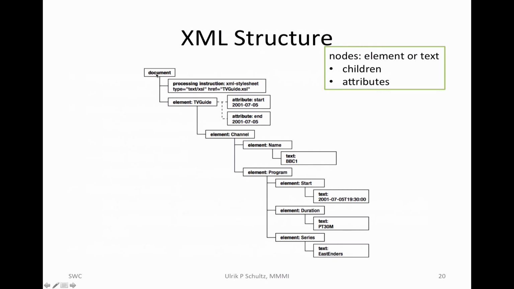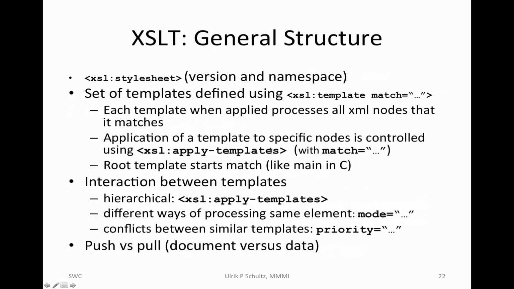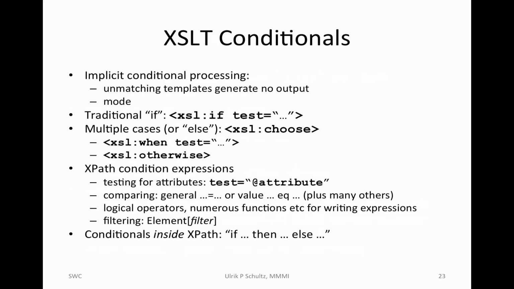We could follow the XML document structure and generate code as we're going through it, or we can extract data from it, saying now we need information about programs, and now we need information about names of channels, and then extract it from the XML document. So that's the push and pull. Push is we follow the structure, and pull is we extract data from the document.